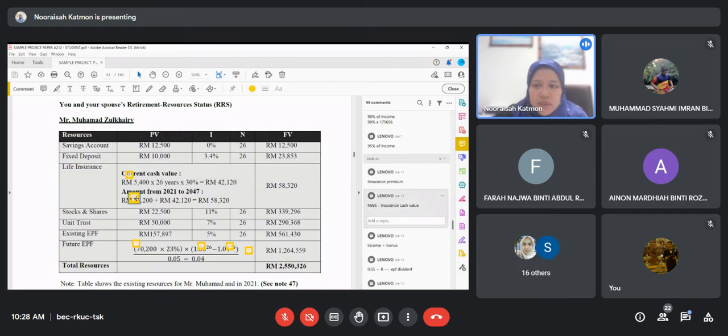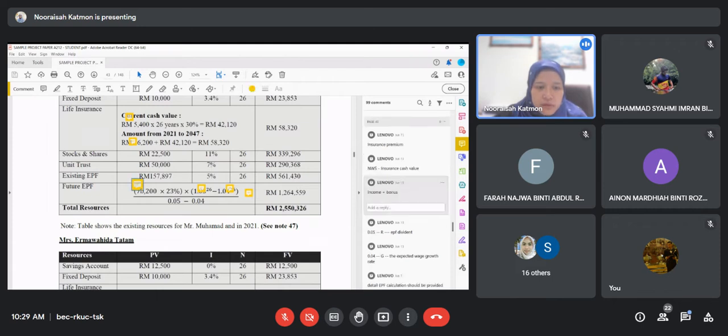This 42,120, you add up with the beginning balance of the insurance cash value from the net worth statement, that is 16,200. And the total is supposed to be 58,320.